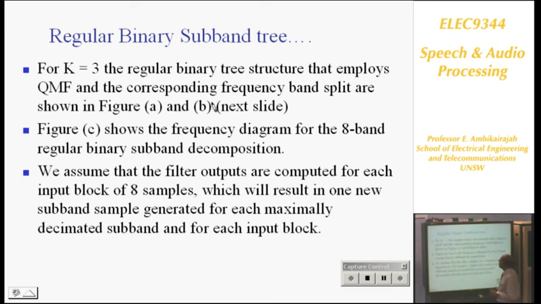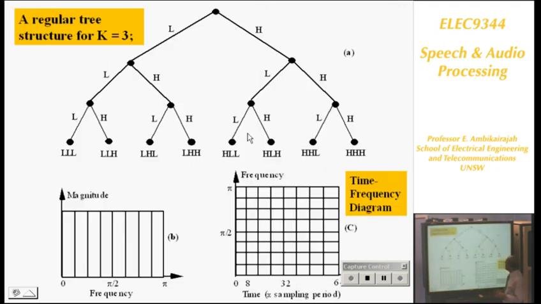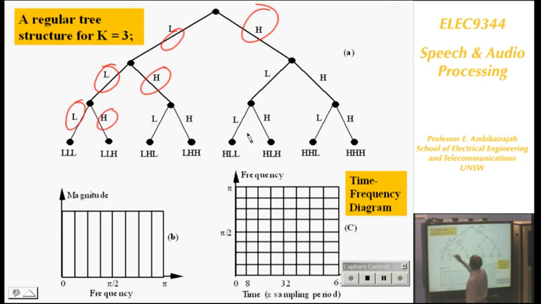I'm going to look at a regular binary tree structure for you. Here is a tree structure where I started here and I had a low and a high frequency, a low-pass and high-pass filter. Take the low band and make it a low and a high. Take the high band, make it a low and a high, and so on. So you can say if you come this way, it's LHH. If you come this way, HHH.